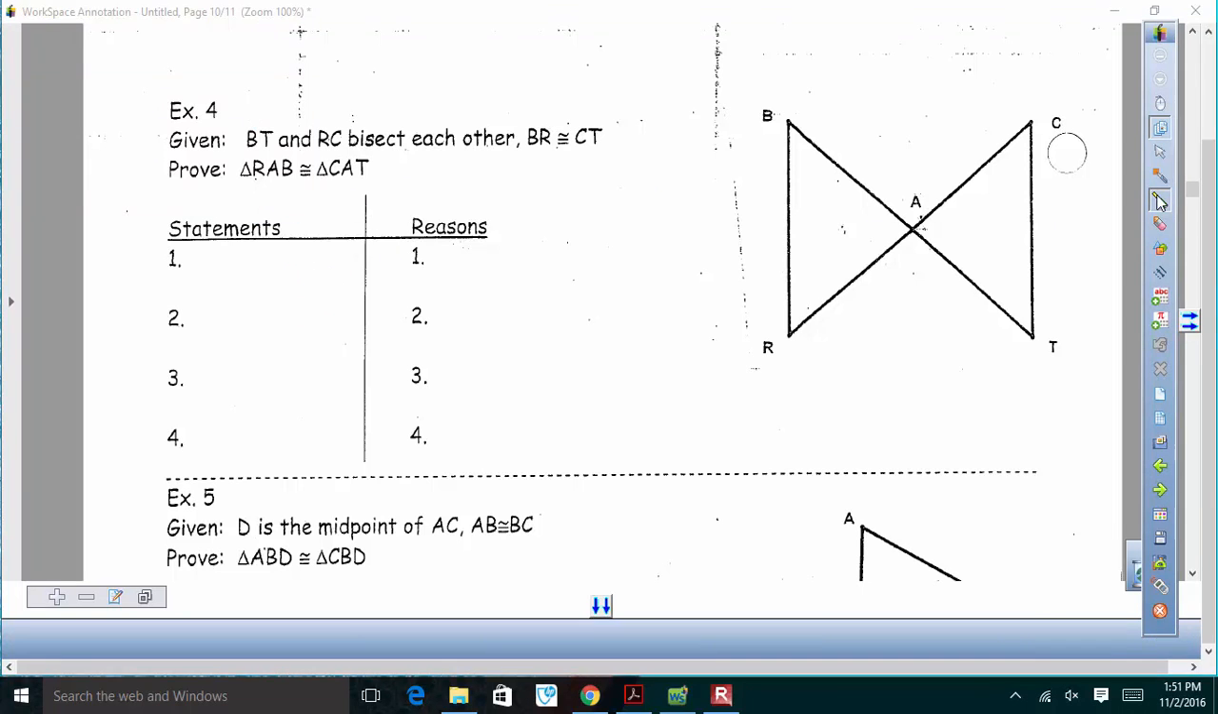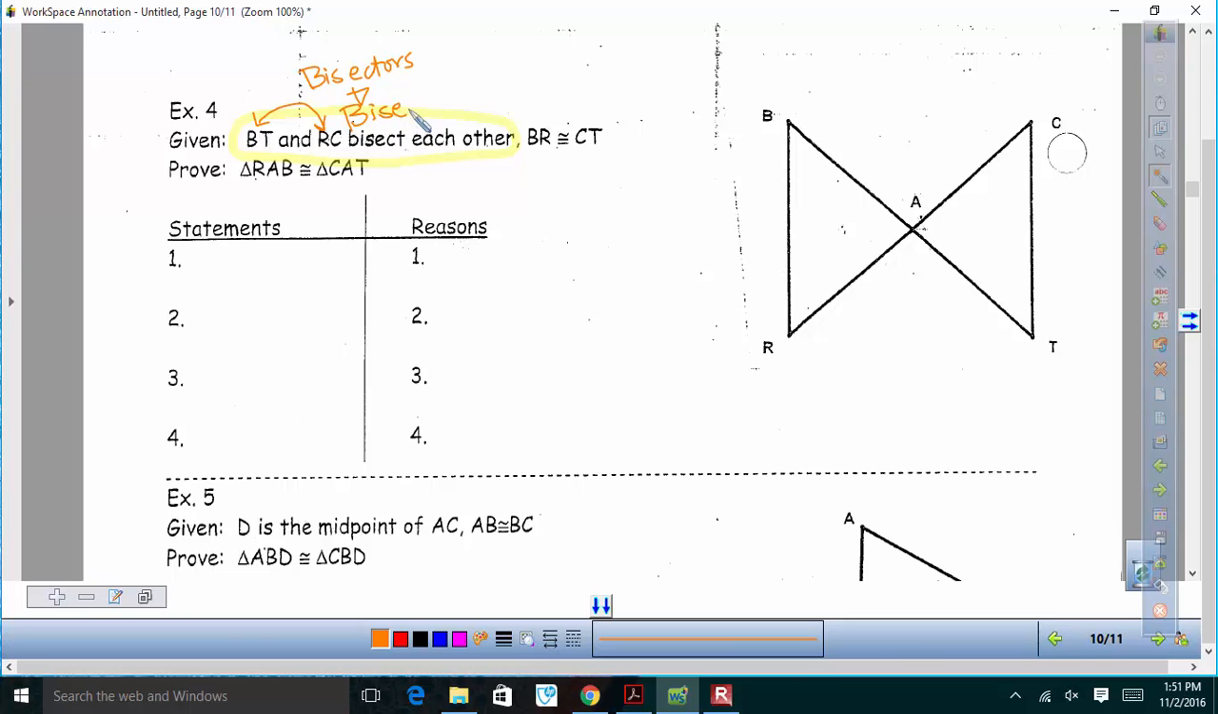So we have never seen something stated like this. BT and RC bisect each other. Do y'all know what that means? Okay, this means that they are both bisectors, then they're both being bisected. Okay, so let's go ahead and write that in my statement and reason for number 1, and then we'll show it in the picture.